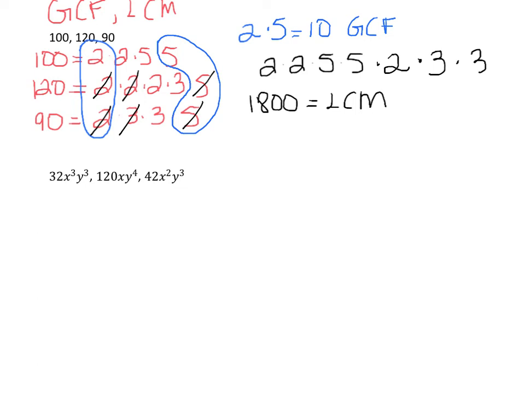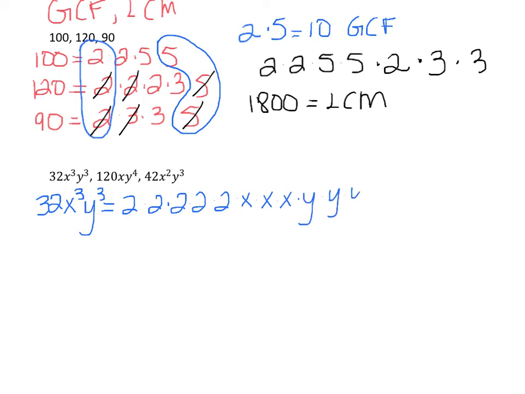So on the first one, prime factorization of 32, that's 2 to the 5th power. There are 3 x's and 3 y's. For 120, I know that that is 3 2's, a 3, and a 5. I've got a single x and 4 y's.